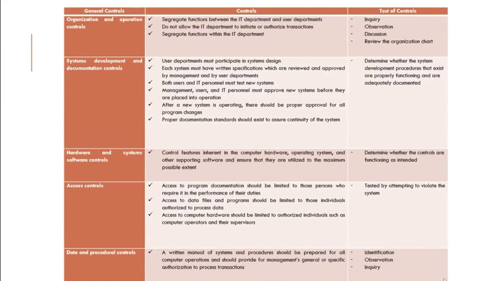There should be a written manual of systems and procedure prepared for all computer operations and should provide for management's general or specific authorization to process transactions. So this is more of the documentation side. So us as auditors, how do we test this? Through identification, observation, and inquiry. So those 5, remember those 5?